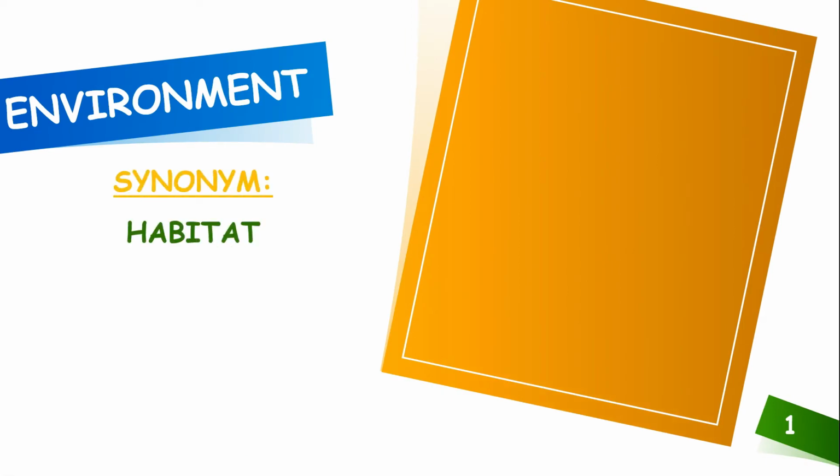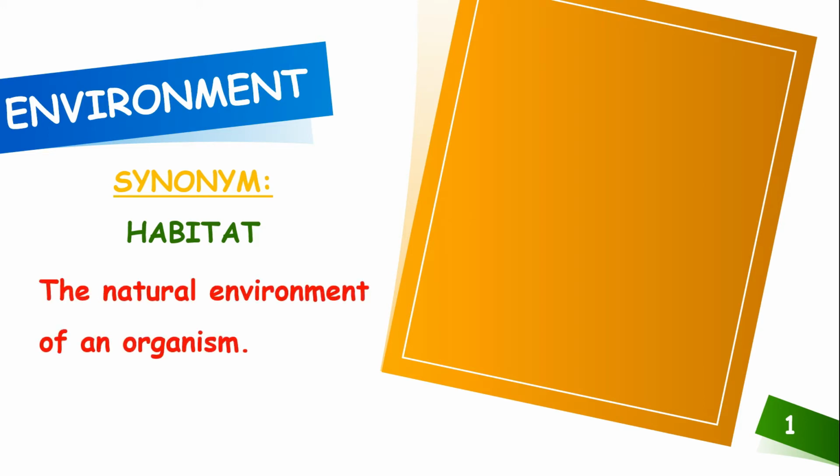The first synonym of the word environment is habitat. A habitat is a natural environment of an organism or a place that is natural for the life and growth of an organism. Sometimes a place where a person or thing is usually found can also be termed as habitat. A special environment for living in over an extended period is also coined as habitat.